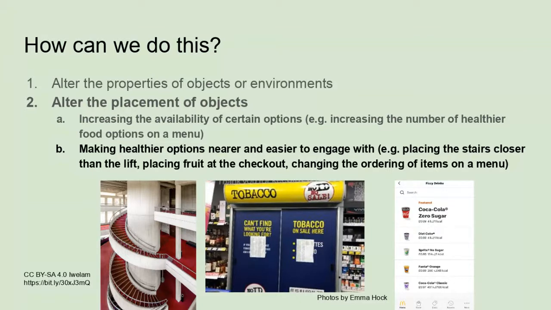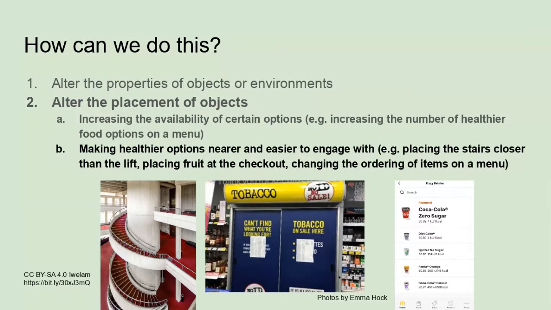Similarly, at the checkouts of supermarkets and even smaller shops, you can see quite often there are chocolate bars, sweets, and so on. Some places have actually changed the arrangement of this to put fruit at the checkouts instead. And similarly, in terms of cigarettes, it's become more difficult to see them and to access them because they're all behind the counter and they're all shut.